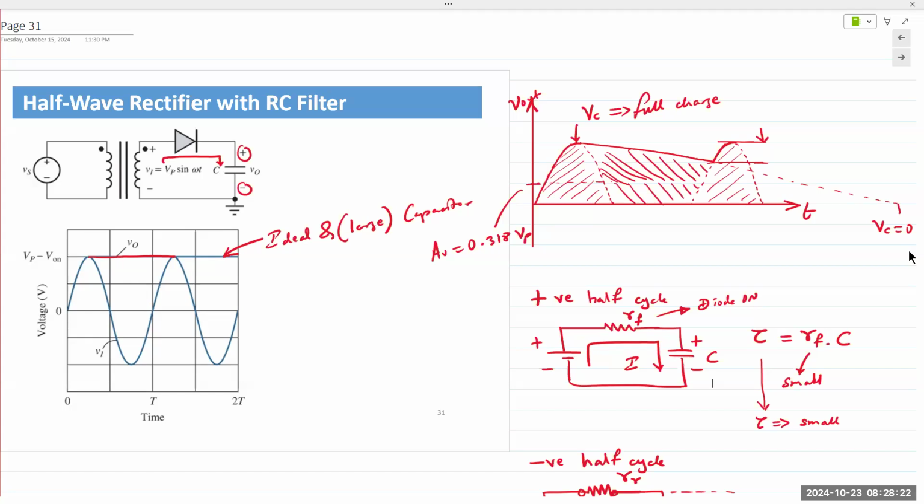The point being made is about why can't we have a capacitor that is larger than the 5 times tau? That's possible. Even if it doesn't reach full charge in the first cycle, it may reach charge in the second, third, fourth, fifth cycle. So it would reach full charge eventually.